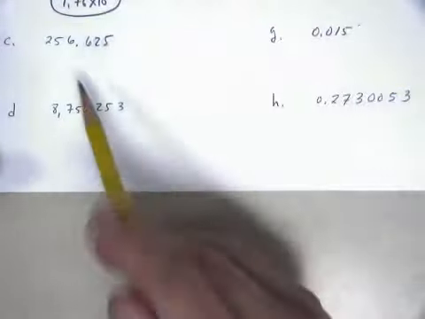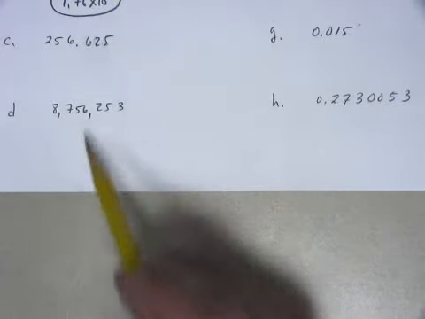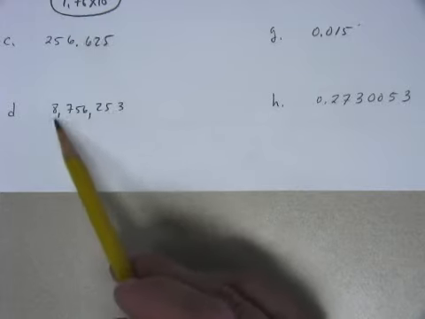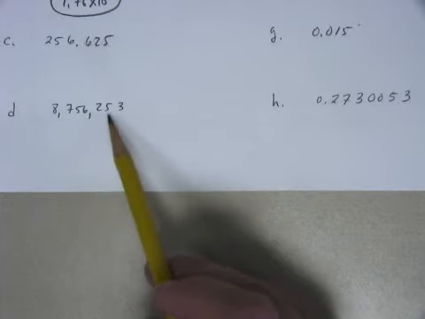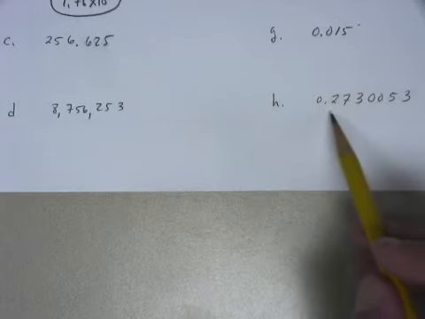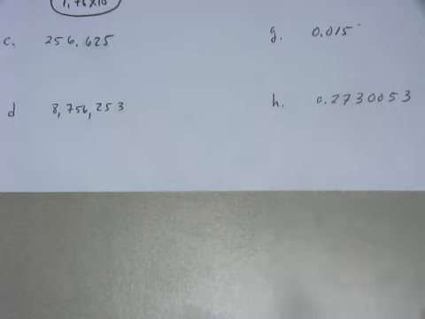Let me erase this. So this is 256.625. This is 8,756,253. This is 0.015, and this is 0.2730053. I'll give you a few minutes, and let's see what you can come up with.